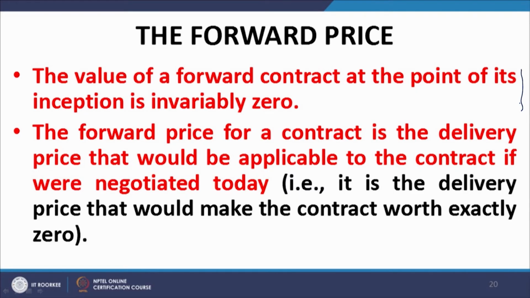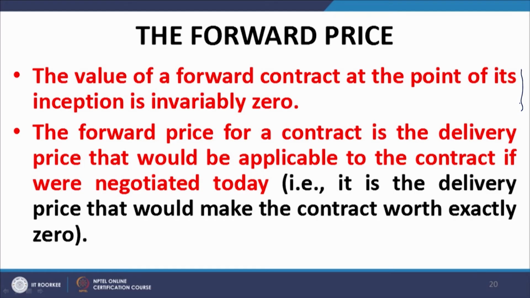The value of the forward contract is the composite worth of the contract as a whole. This issue will be clarified in more detail as we talk about the valuation of a forward contract after inception, but please note, at the point of inception the value of a forward contract is 0. The forward price for a contract is the delivery price that would be applicable to the contract if it was negotiated today. So, at the point at which you are agreeing the contract, the price that forms a part of the forward contract is called the forward price. That is the delivery price that would make the contract worth exactly 0.